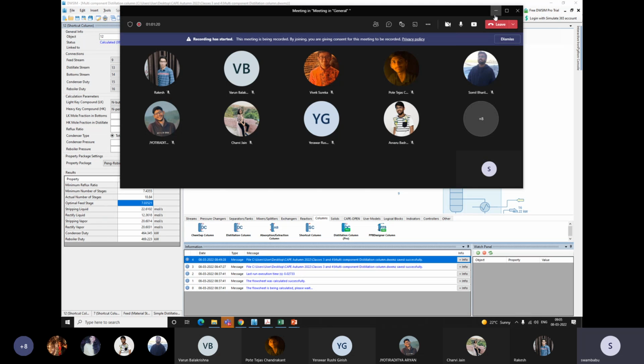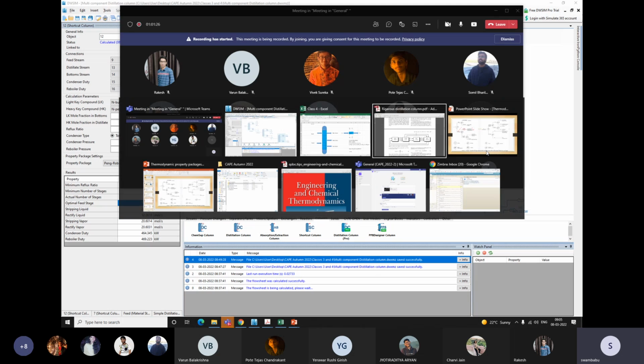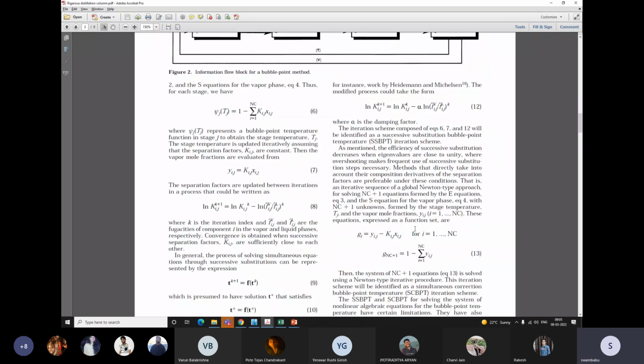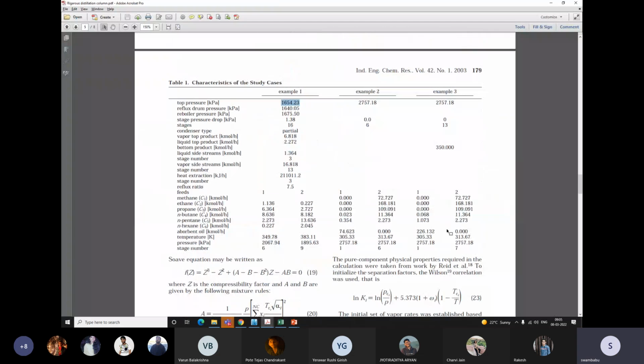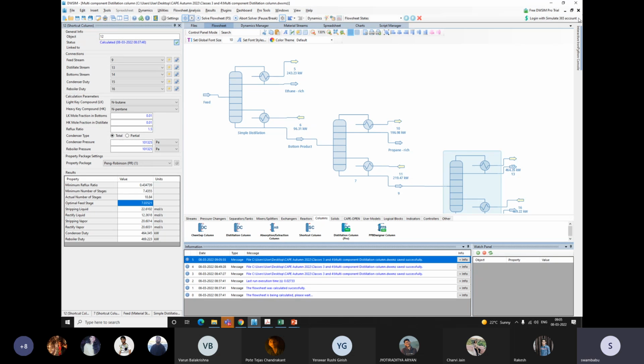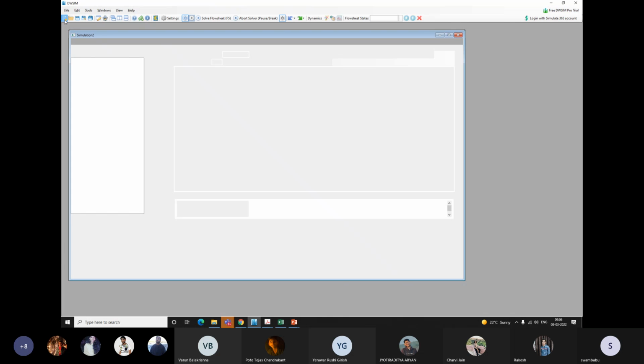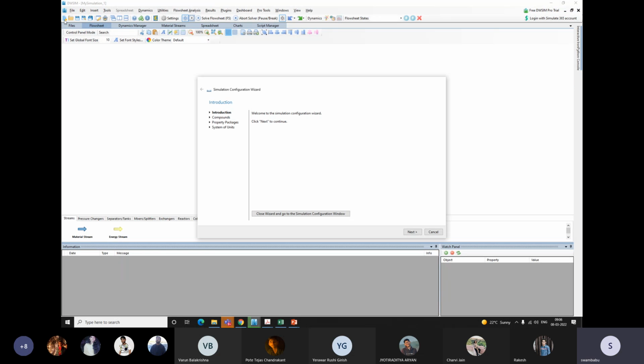Yeah, I'm back. So I wanted to simulate this rigorous distillation column based on the information they have given in this research paper. Yesterday I was looking for some information. Luckily I got this paper, so I'm sharing it with you. So I'll close this, and I open a new simulation.